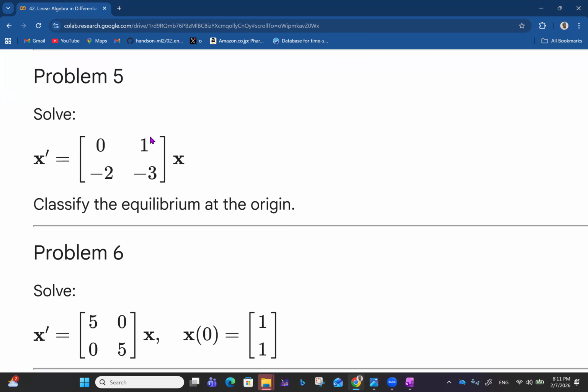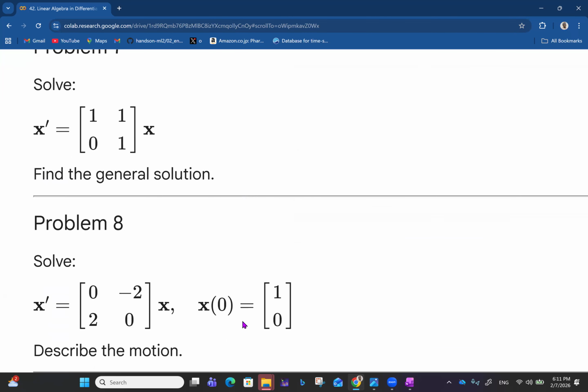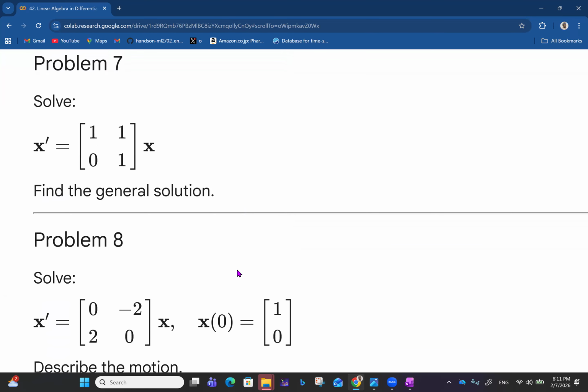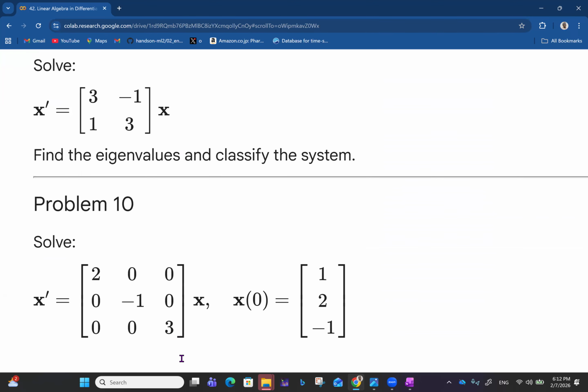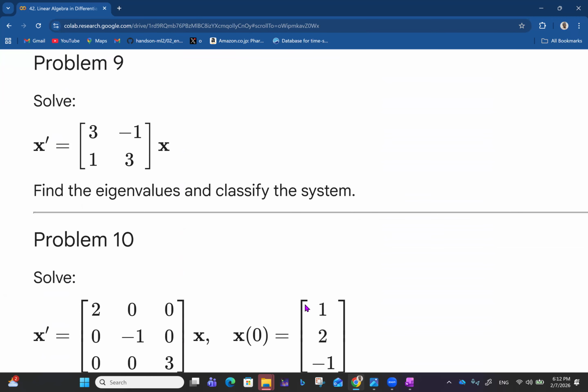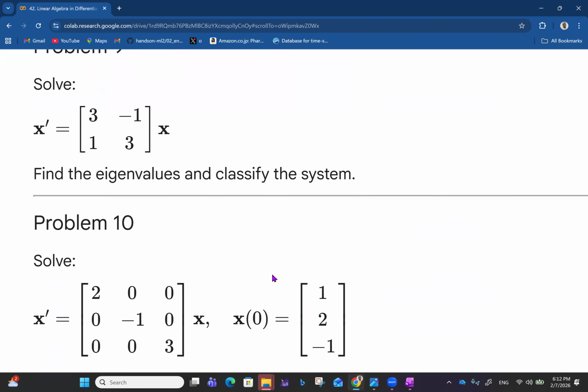Classify the equilibrium at the origin. You get the eigenvalues, and from there you can use the eigenvalues to classify the equilibrium. Then here we are solving this problem. 7 and 8 now: find the general solution, then describe the motion based on the equation you get. Then 9 and 10: find the eigenvalues and classify the system. And you have a 3 by 3 system, so you can solve it with the same approach all the way. So look at the examples and try your hands on this.